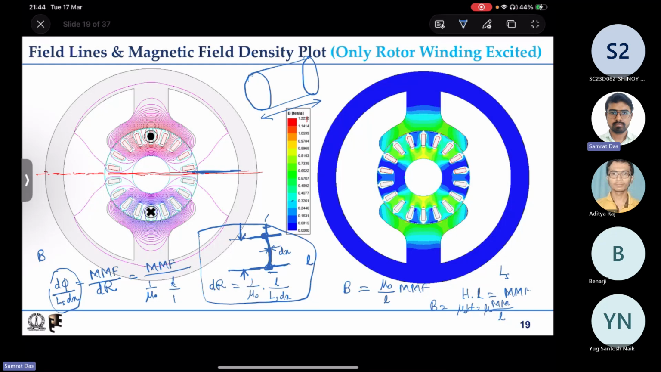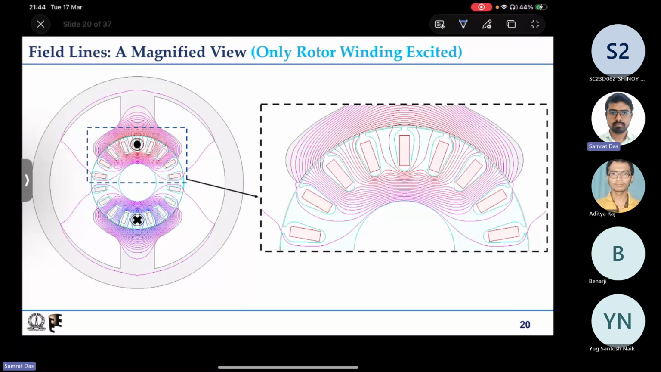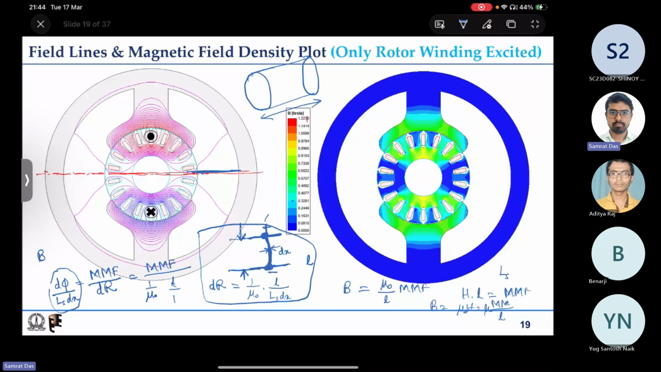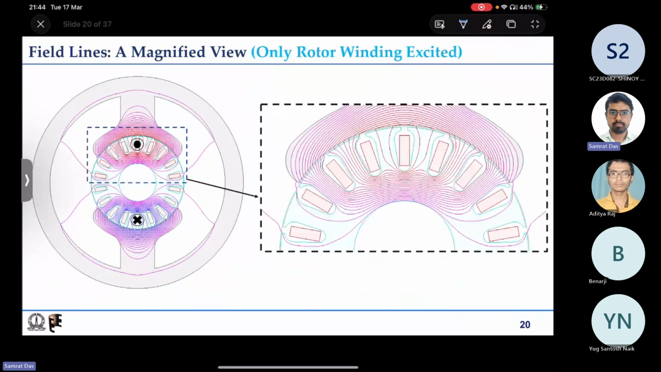For this, what do we need? We need to have the MMF distribution along the air gap. That is what we derived in some way in the last class, and we are going to discuss it again. So now I discussed why MMF distribution is important and how we can get the B distribution from the MMF distribution if we have the expression of L. That is going to be an approximation.